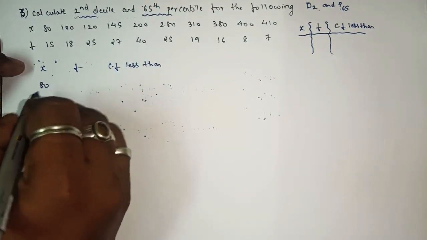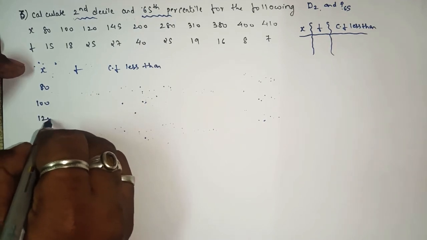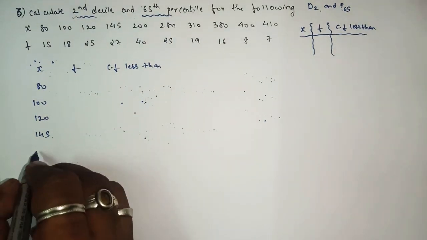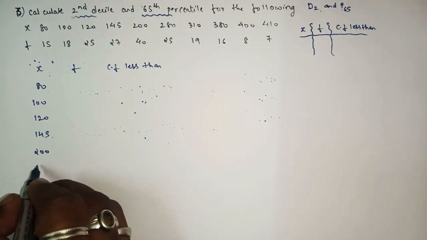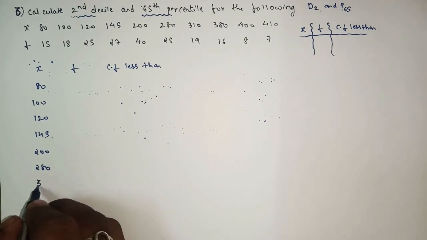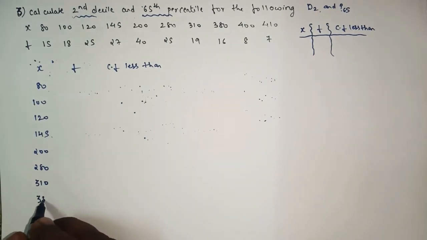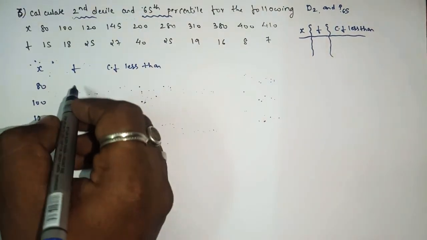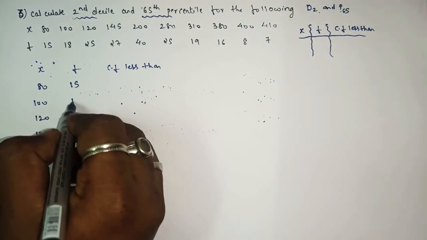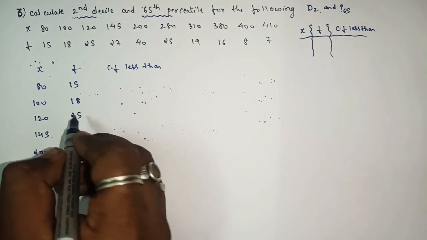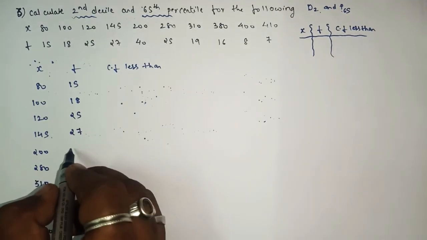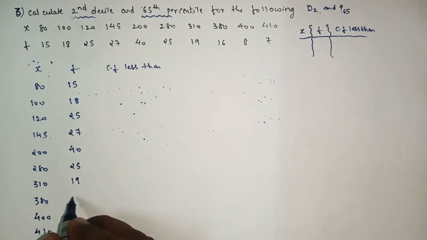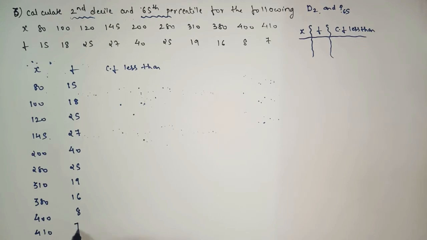So here we have x values 80, 100, 120, 145, 200, 280, 310, 380, 400 and 410. The frequencies we have are 15, 18, 25, 27, 40, 25, 19, 16, 8 and 7.